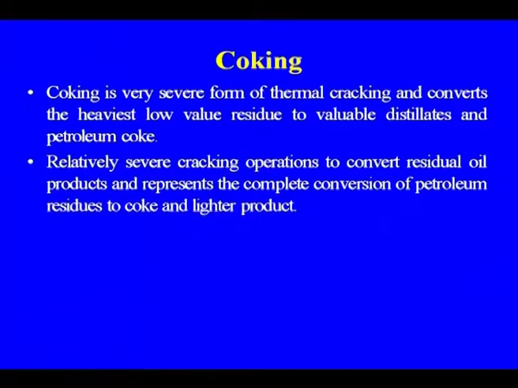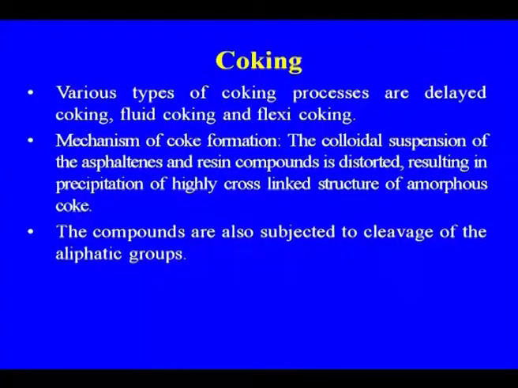It is a relatively severe cracking operation to convert residual oil products and represents the complete conversion of the petroleum residue to coke and lighter products, because from the residue you are getting coke and the lighter products. Coke is also used, because many of the cement plants are using this petro coke as their fuel. Various types of the coking process are delayed coking, fluid coking or the flexi coking.